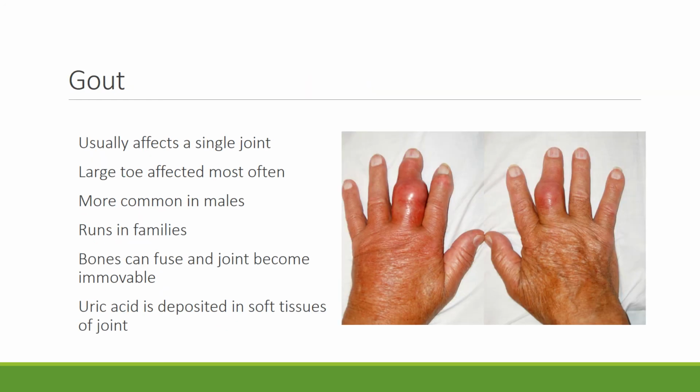Gout is something that most often affects a single joint, and usually that joint is the large toe. This disease is more common in males and it runs in families. Sometimes bones will fuse together and the joint becomes immovable. Uric acid is deposited in soft tissues of the joint, and that's the problem. Uric acid is a waste product.